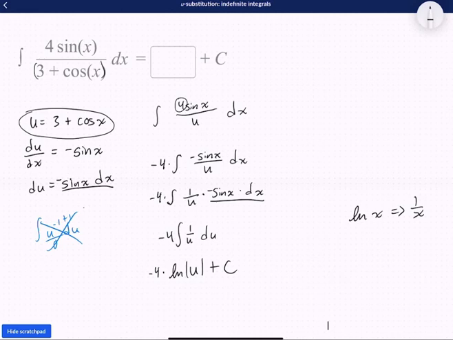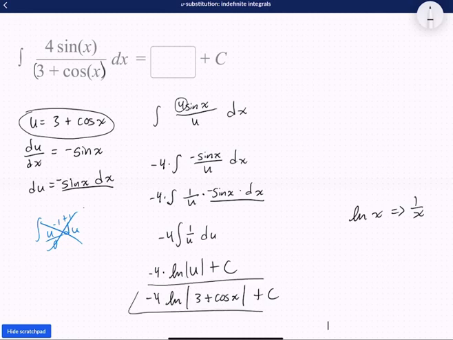Now I got to find the u and sub him in. So I have negative 4 natural log. Man, did you guys do all this? 3 plus cosine x plus the c. It's plus c because it's an indefinite integral. There's no lower bound and no upper bound. There you have it. You guys got any questions? Preguntas? No? None? None? All right.